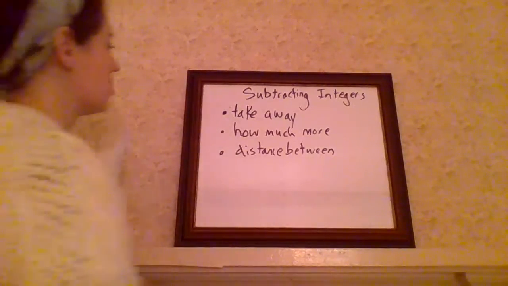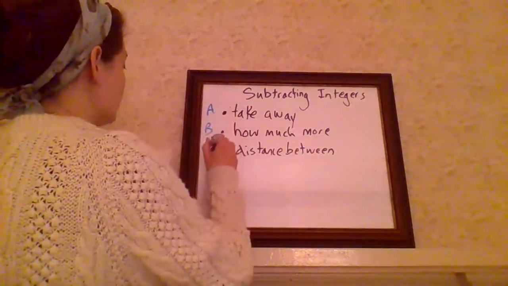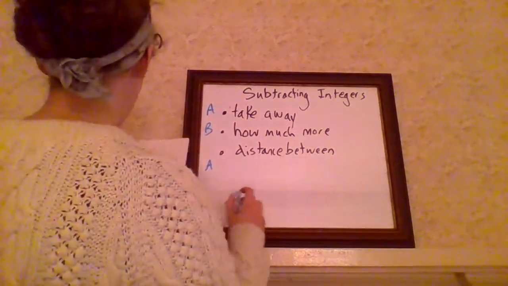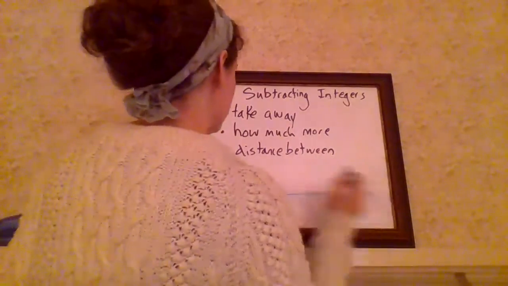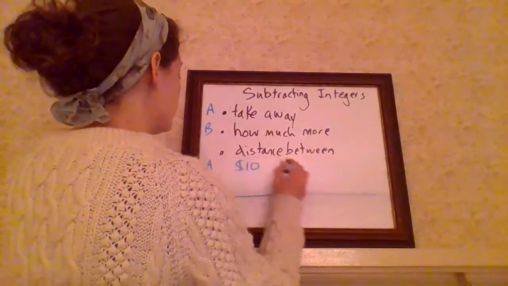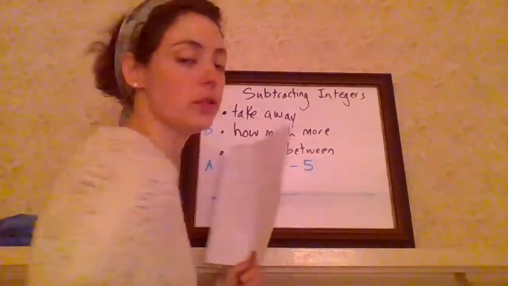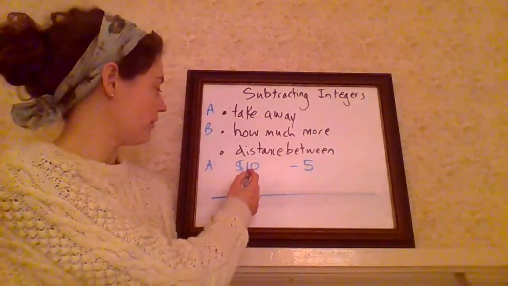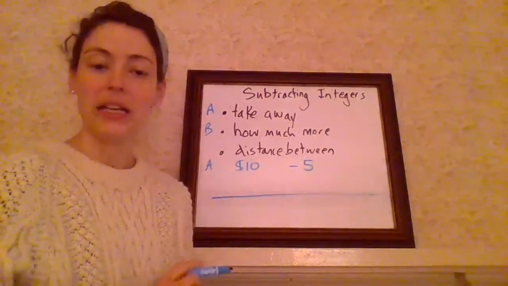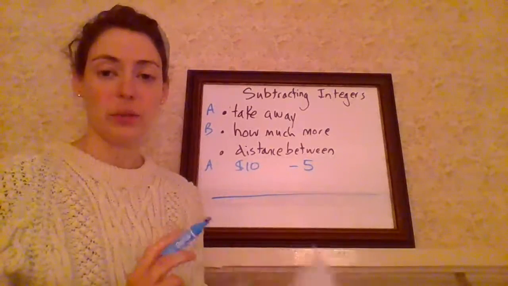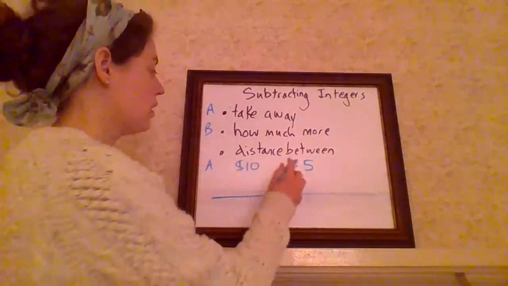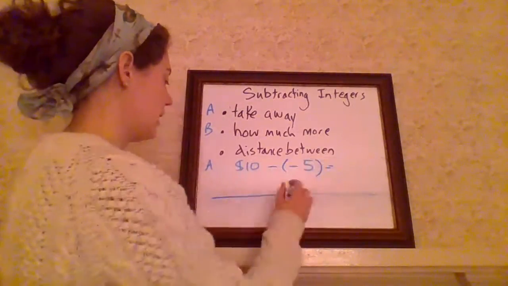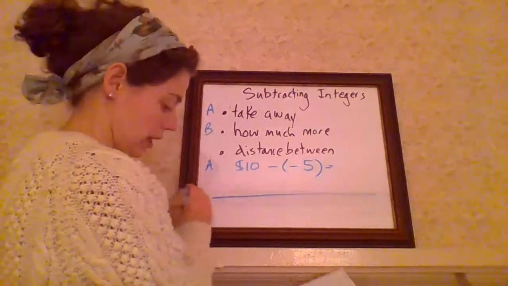So let's look at an example of these first two. So take away, that would mean, let's say that you have $10 and you also have a debt of $5. You owe $5 to your friend. Now you could just pay it off with $5 of this money, but you don't want to pay it off yet. But then thankfully your friend says she will forgive you and you don't have to pay the money back. So we can take away that negative number. So what does that look like?